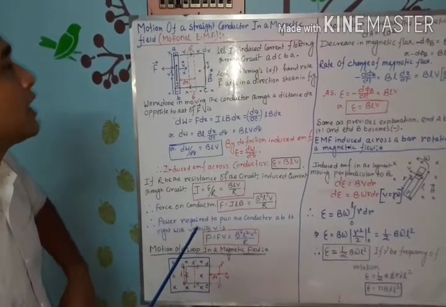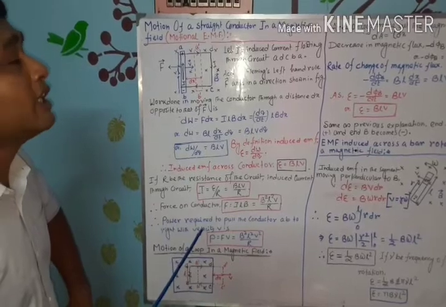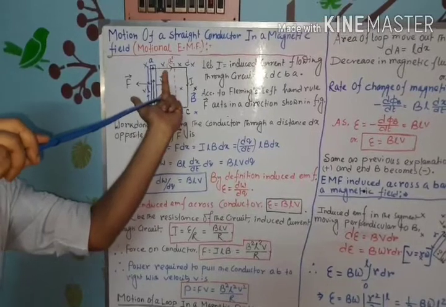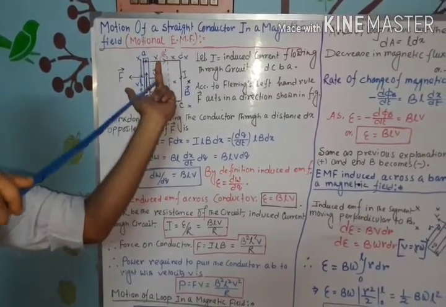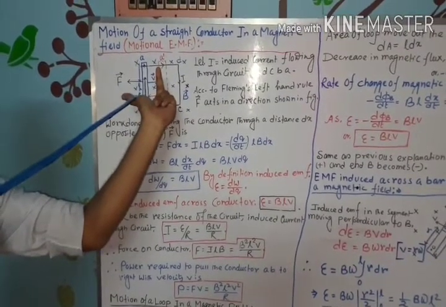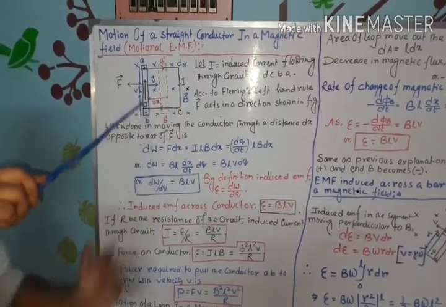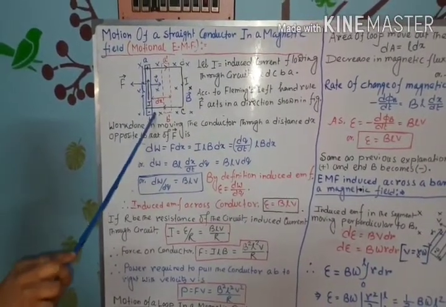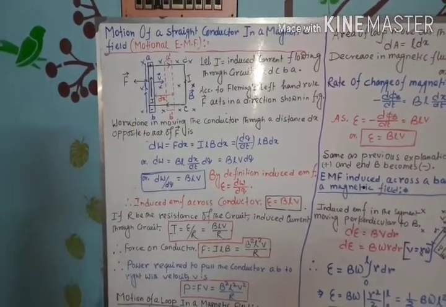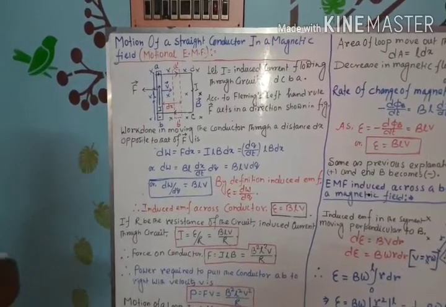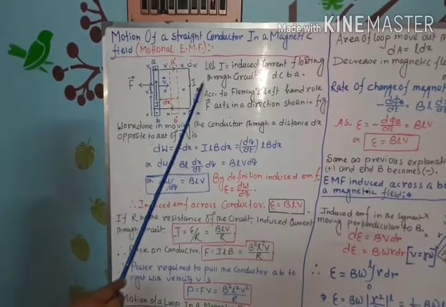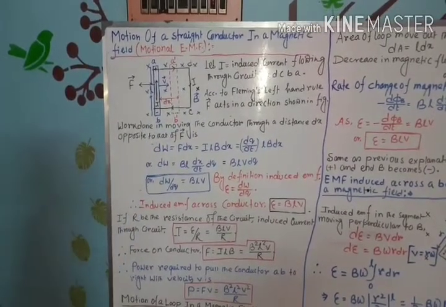Now see the alignment of my left hand. So this is the alignment. The first finger points towards the direction of the magnetic field, the middle finger along the direction of current, then the thumb gives the direction of force on the straight current carrying conductor. So the force acts on the straight current carrying conductor in this direction. So against this force, if we want to move this conductor towards the right, we have to perform some amount of work.